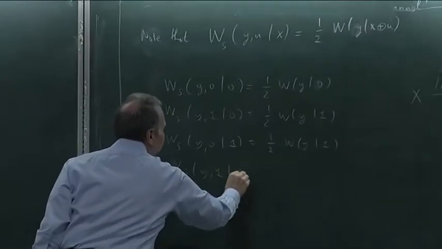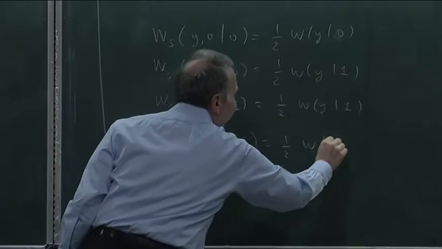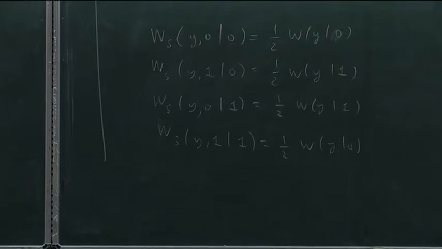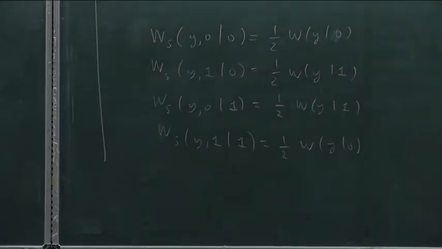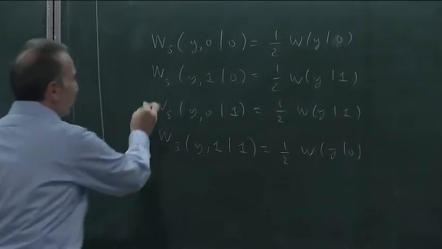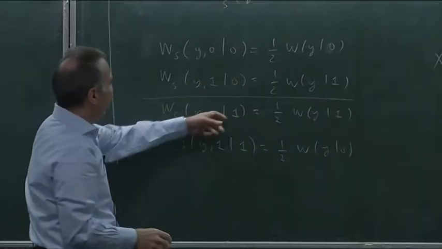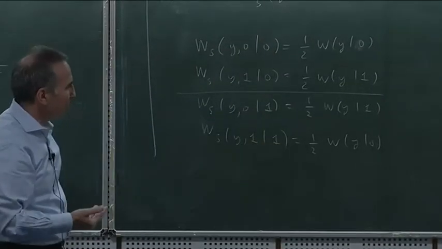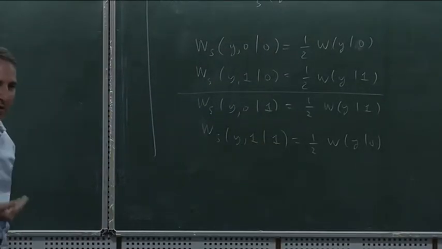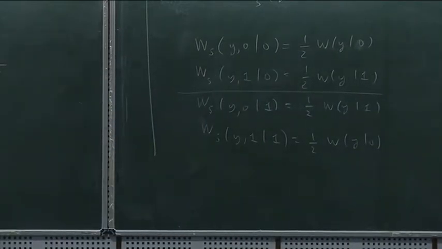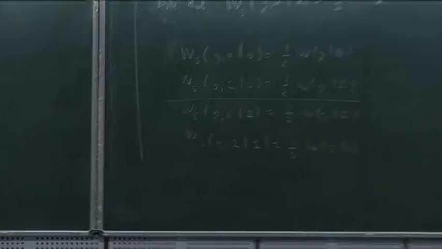W_S of y and y given 1 is half of W of y given 0. Okay. So now we should identify, I claim that this channel is symmetric, so I better demonstrate to you what the permutation is. Okay. So these are the outputs of W under the 0 distribution, under the 1 distribution. They should be the same if I apply the permutation. Okay. So the permutation is then the following.